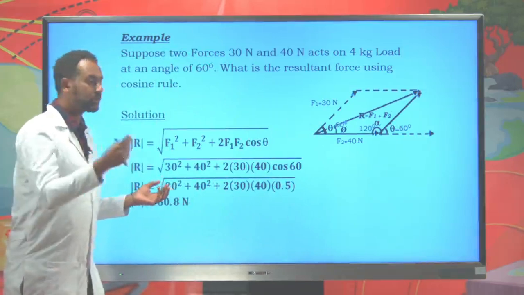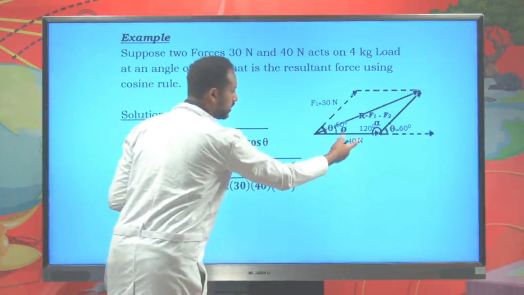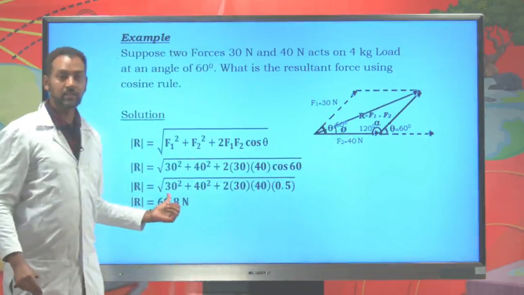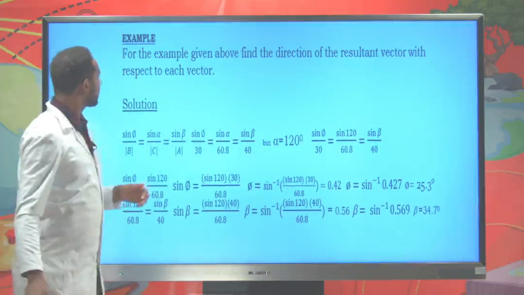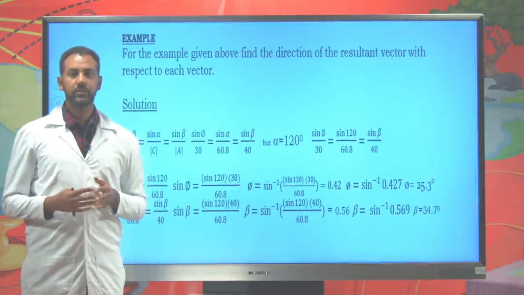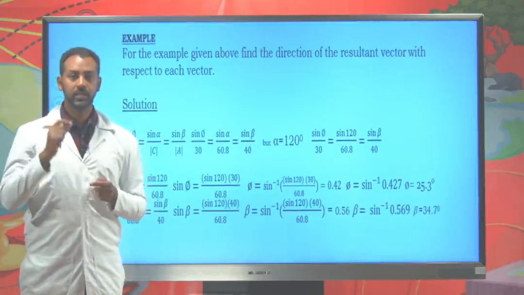This is the net force which is acting on the object. 30 Newton is acting in this direction and 40 Newton is acting in this direction. So the resultant force becomes 60.8 Newton. Let's proceed. And how do we determine the angle? Previously, we have said that the angle of the resultant vector can be determined using sine law.